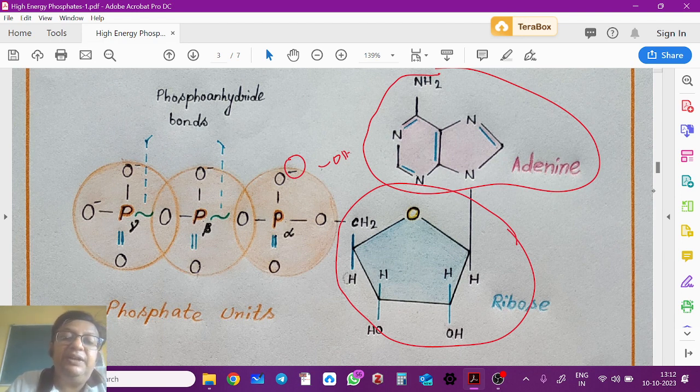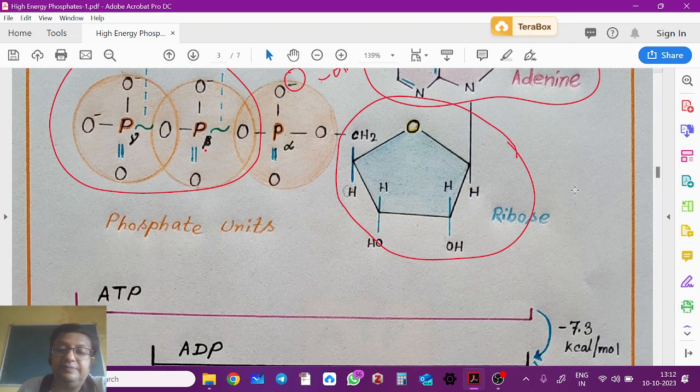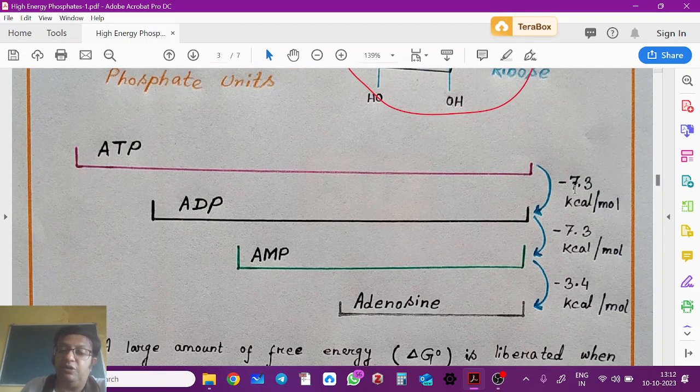The first O is the alpha bond. Then you have the beta. And the third one is the gamma. Alpha, beta, gamma phosphate. So these are the phosphate units. PPi, it's a pyrophosphate. Whenever you say PPi, it's basically the two phosphates, the beta and gamma phosphates, coming out with release of 7.3 kilocalories per mole of the compound.